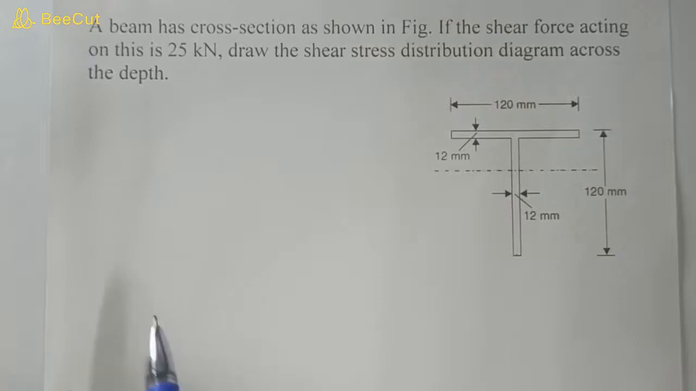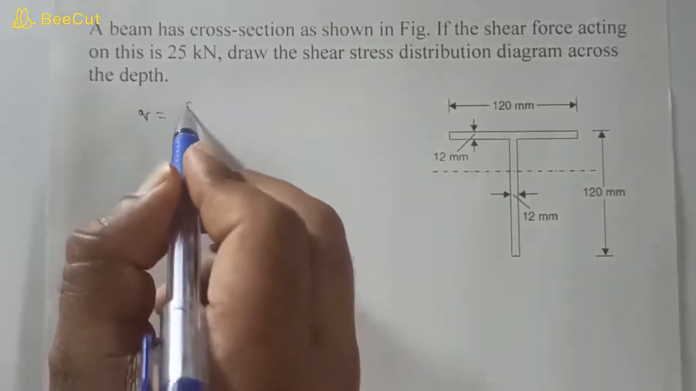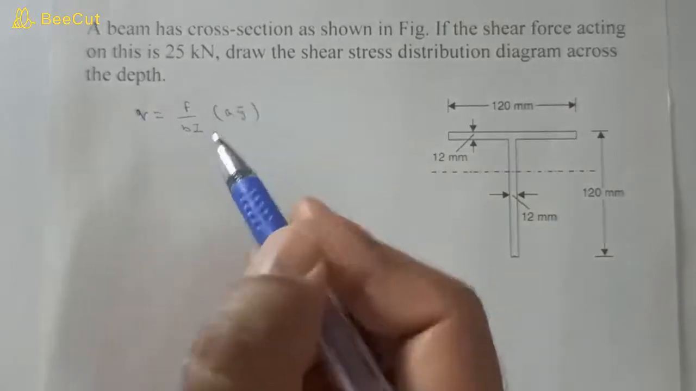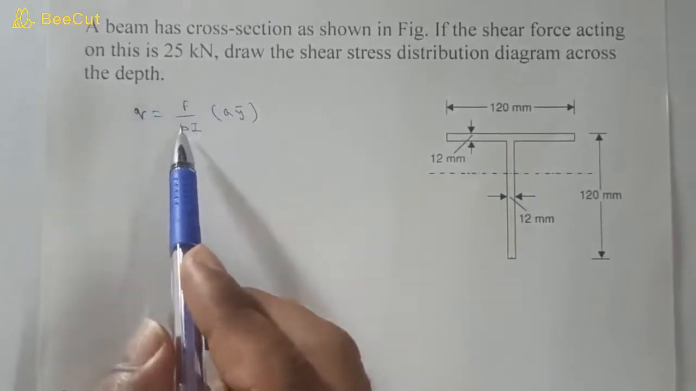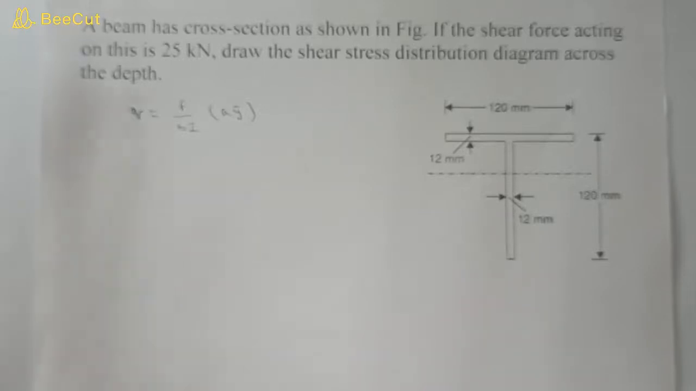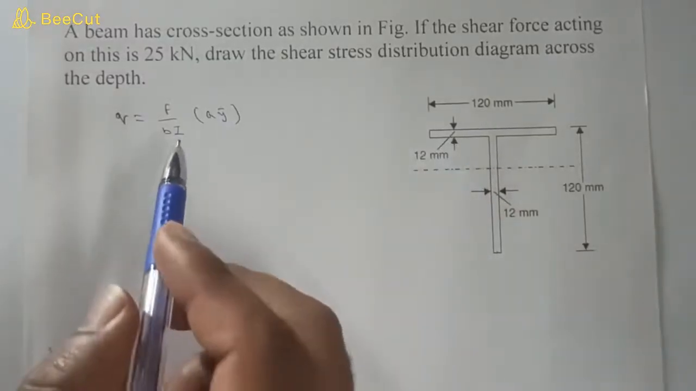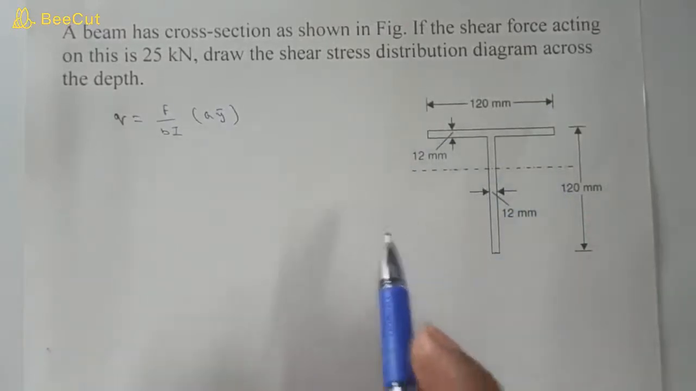So for this we have a formula: shear stress is equal to F upon B I into A into y bar, where F is the shear force which is already given, 25 kN, B is the width of the section at the point we are considering, then I is the moment of inertia of this cross section which we have to calculate, and A is the area.